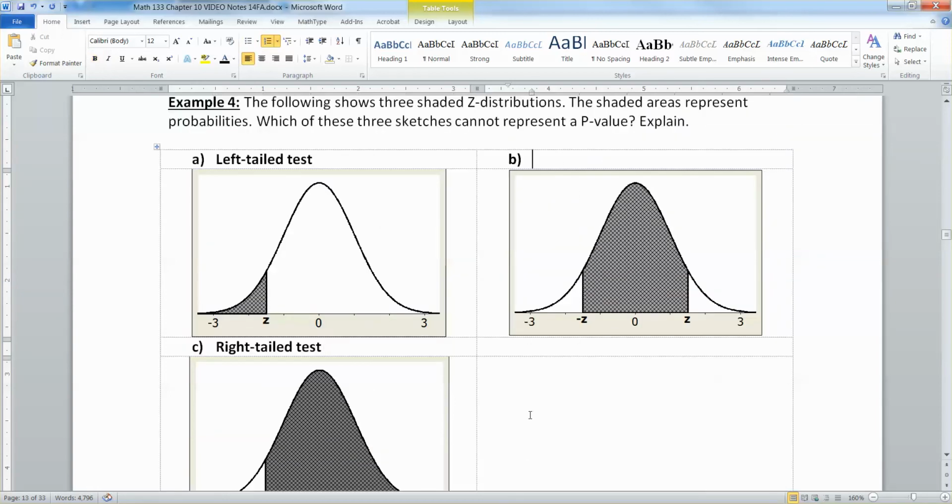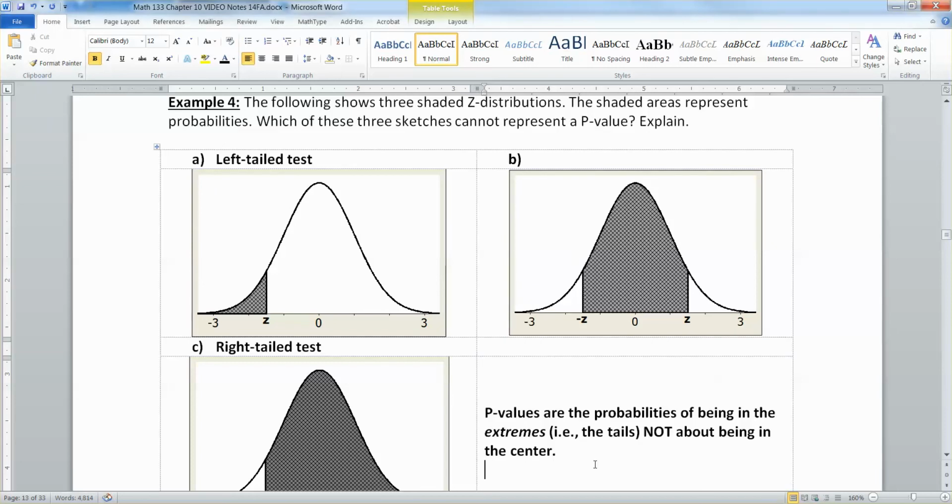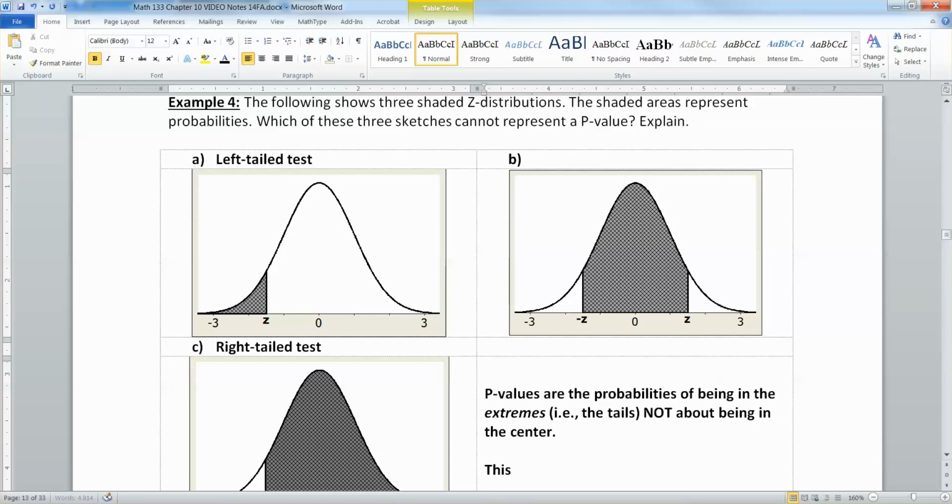So p-values are about, let me type this up, p-values are about being in the extremes. They're not about being in the center. There it is. P-values are about the probabilities of being in the extremes, i.e. the tails. They're not about being in the center. This means that B is no good. It is not a graph of p-values.